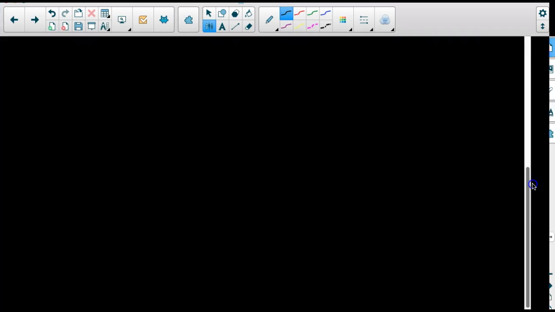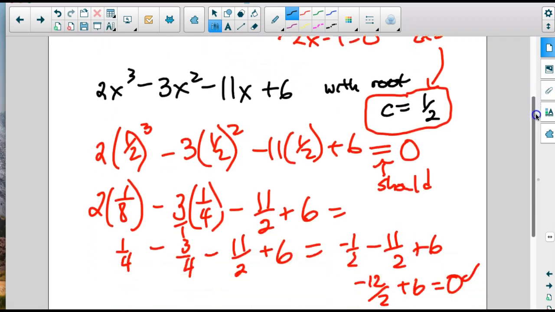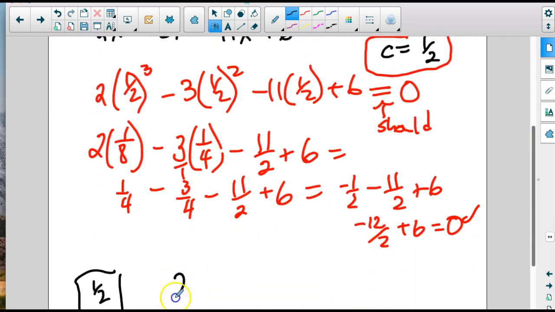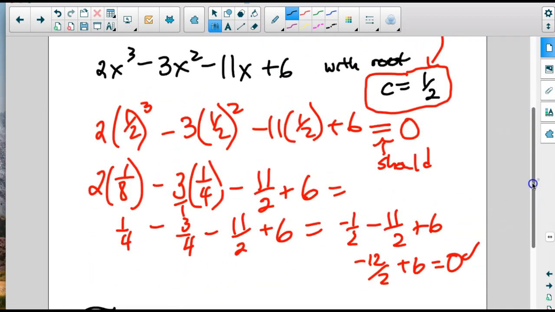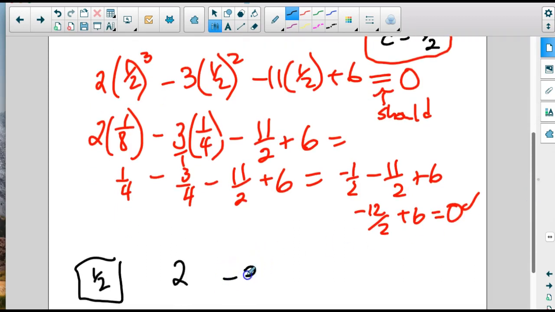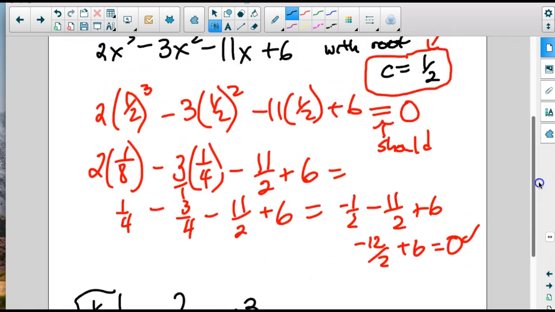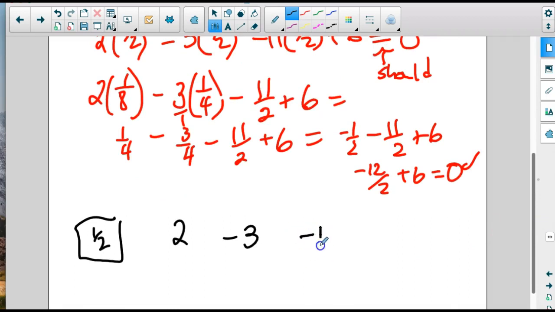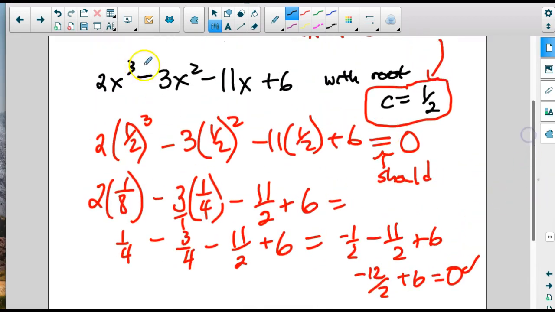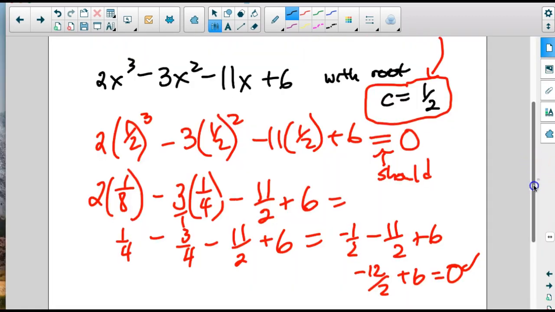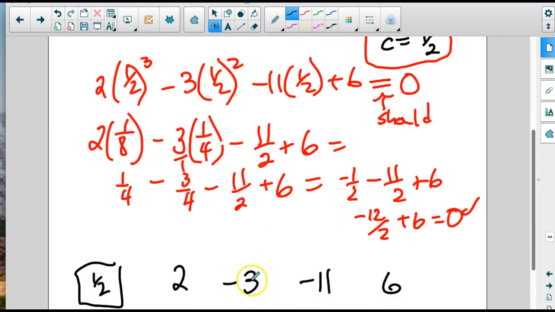We're going to get our coefficients of 2 for the x cubed, negative 3 for the x squared, and 11 for the x, negative 11, and 6. Now, if there was a missing term, if there were no x squareds here, what you would do is make sure you put a 0 right here. You would hold the place value by placing a 0 in the x squared.